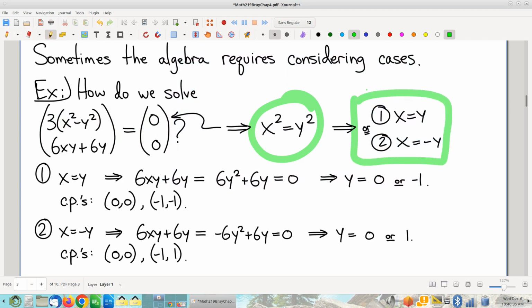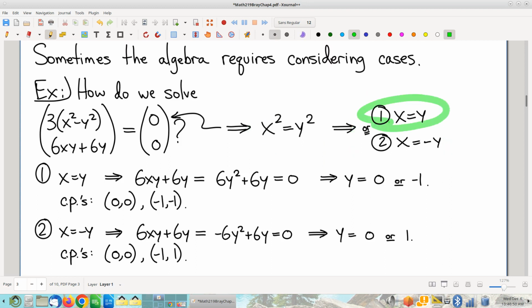You can argue this by factoring, or take the y squared, move over to this side, factor x plus y, x minus y, all that business. But anyway, one way or the other, these are the only two possibilities. And so you just consider them one at a time. And we'll start with case 1, where x equals y.